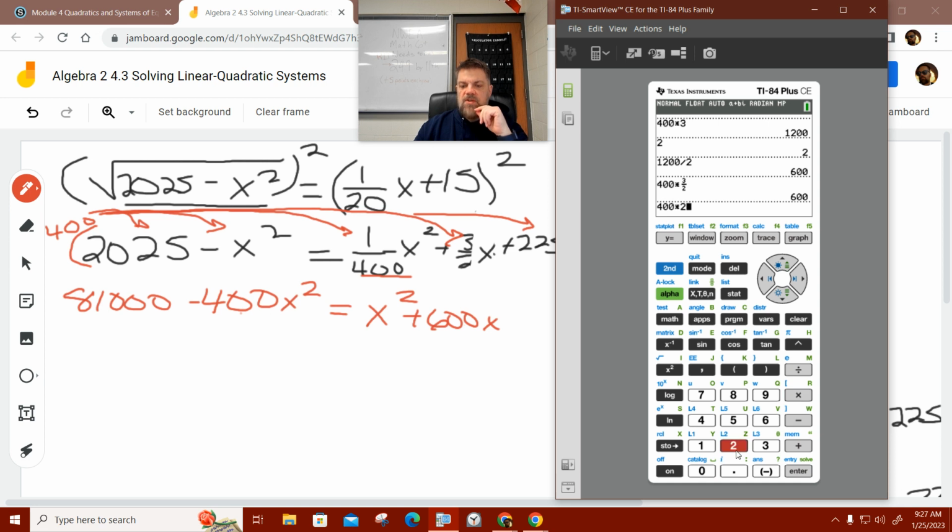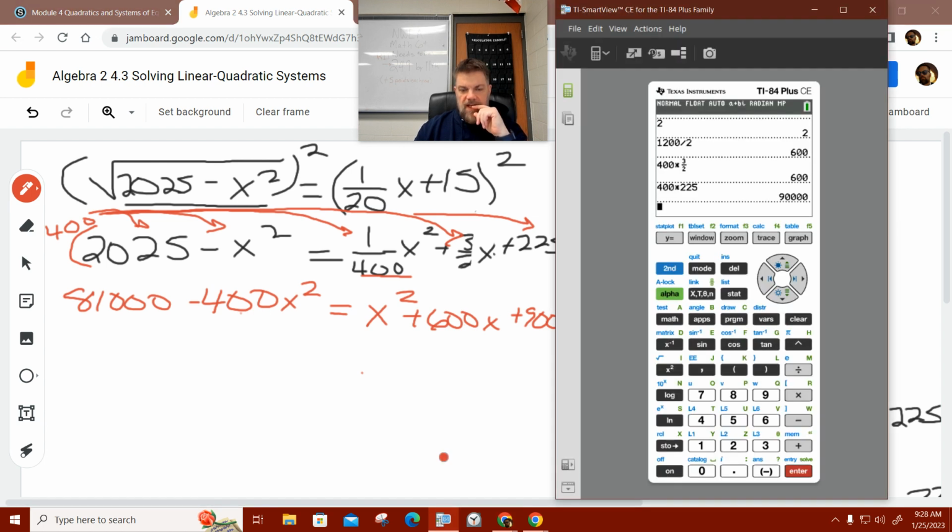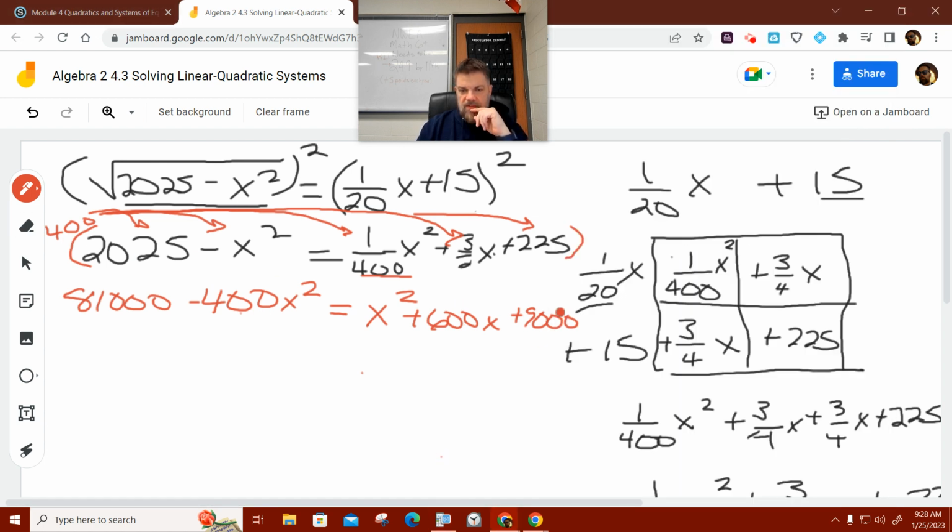400 times 225 is 90,000. So that's plus 90,000. Is it 9,000 or 90,000? 90. Okay. And good thing I use a different color. So now I want to get all the x's to one side. The first thing I'm going to do, because negative 400x squared is the lesser of the two x squareds, is add 400x squared to both sides.